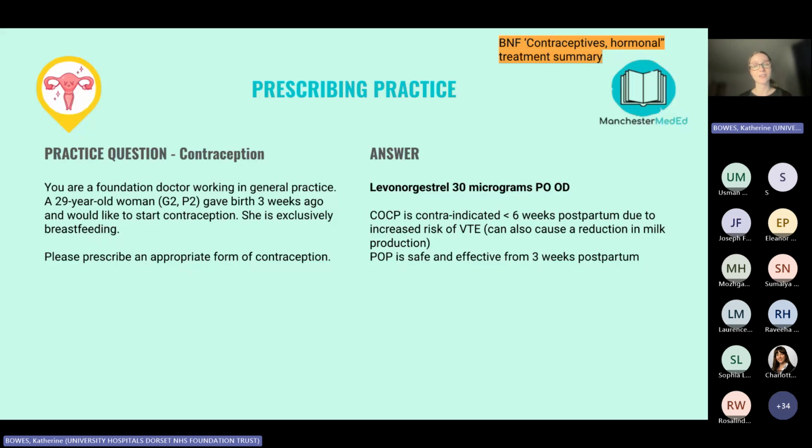So in terms of how to find that on the BNF, I would always check whether the contraception is appropriate in breastfeeding and if there's any time constraint on that. So there's a specific section on your drug to check for that when you're on the BNF. Okay.